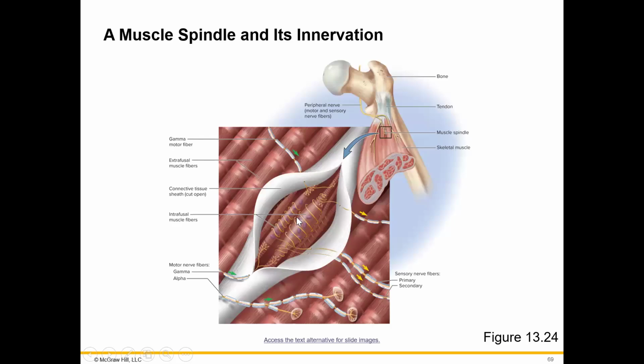So these are the muscle spindles. You have alpha and gamma motor nerve fibers, and you have the connective tissue sheath that, when it's cut open, is going to expose for you the intrafusal fibers. The extrafusal fibers are outside of the nerve tissue. And then there are gamma motor fibers.